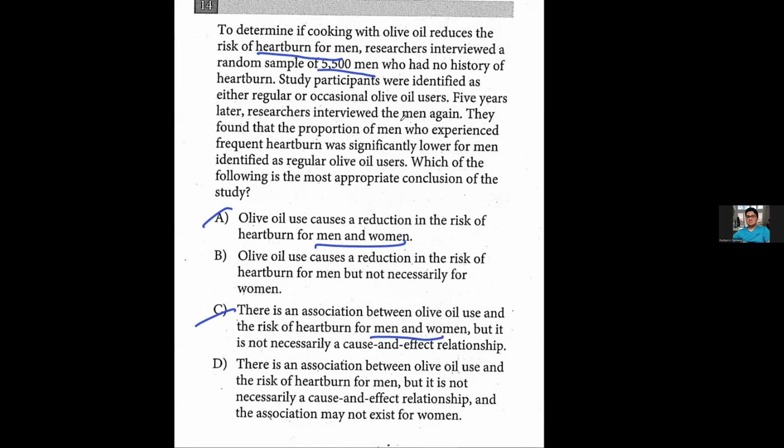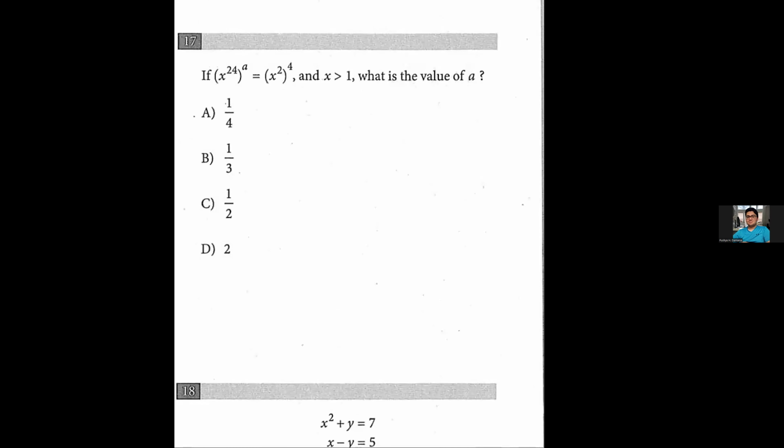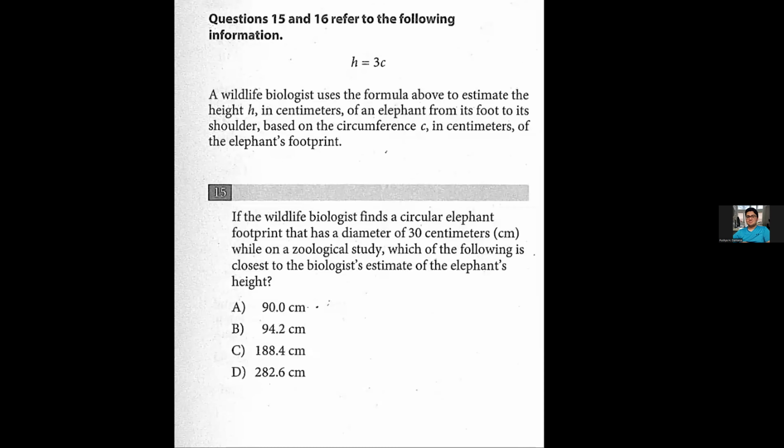So in this case, the correct answer would be D because for them to prove causation, they would need to do a follow-up study. So the correct answer is choice D. Okay, question 15.